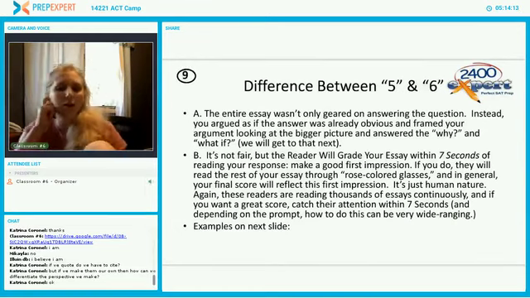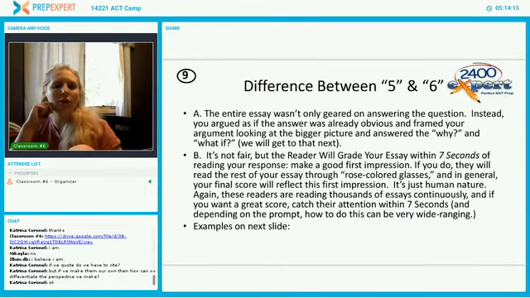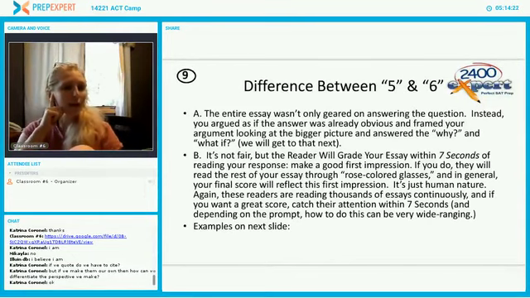True. Making a good first impression. If you do, they will read the rest of your essay through rose-colored glasses. And in general, your final score will reflect this first impression. Remember, your handwriting does create some of this first impression. So, remember that these graders are reading hundreds of essays, and so you need your essay to stand out quickly in order for it to make an impact.